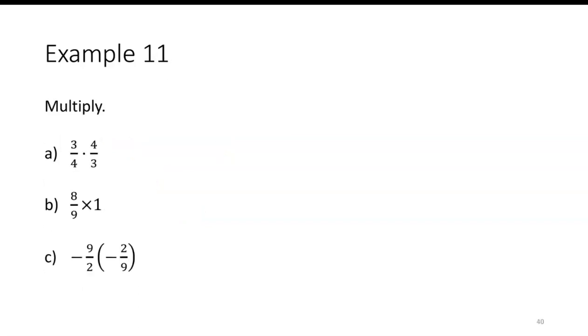So if I want to multiply, 3/4 times 4/3 is 12 over 12. This is 1. That's the multiplicative inverse property. 8/9 times 1 is still 8/9. That's the multiplicative identity property. -9/2 and -2/9, those are reciprocals of each other. So you'll end up with 18 over 18, or 1.